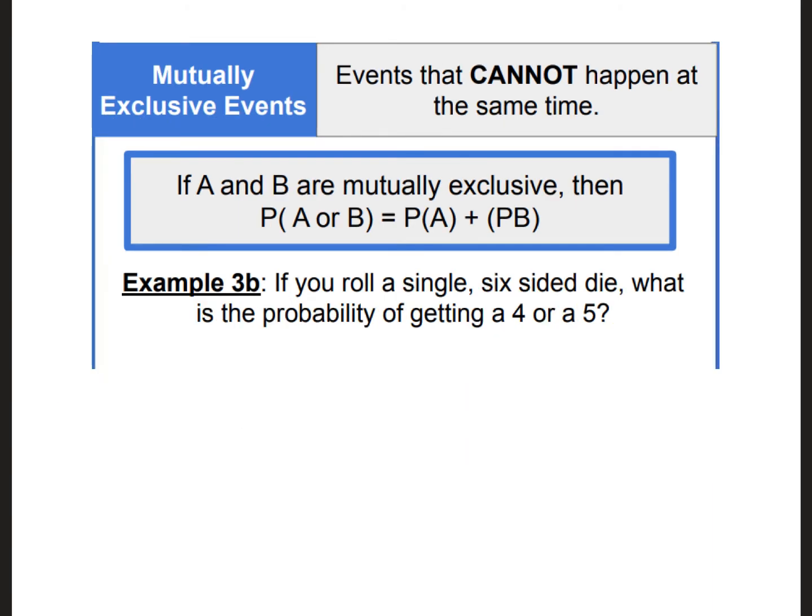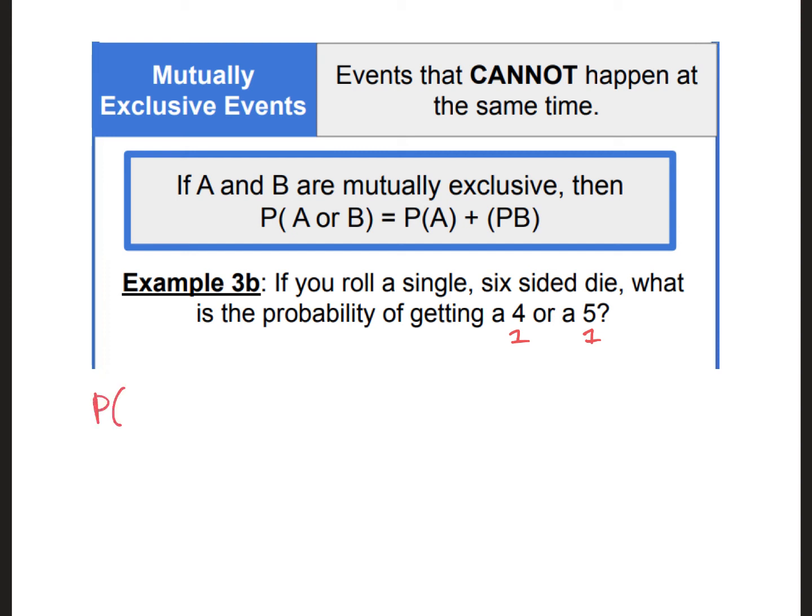3B says, if you roll a single 6-sided die, so you're rolling a dice, what is the probability of getting a 4 or a 5? Well, I know there's only one 4 and there's one 5 because there's 6 sides. They're numbered 1 through 6. So these are mutually exclusive because I can either roll a 4 or I can roll a 5. I can't do them both at the same time.